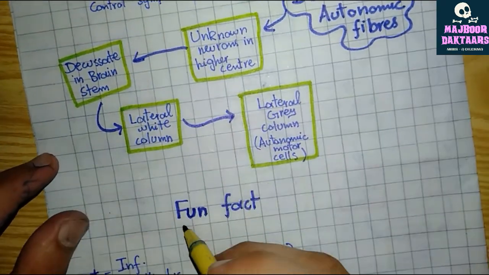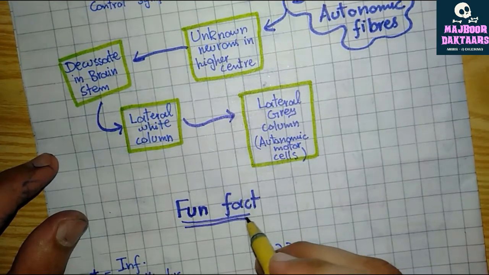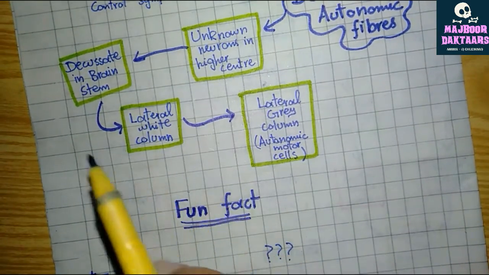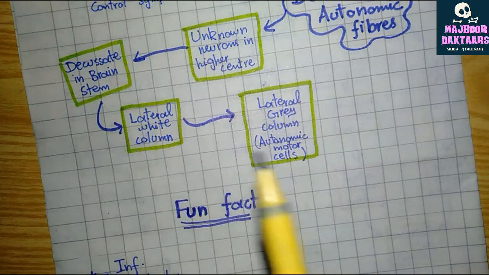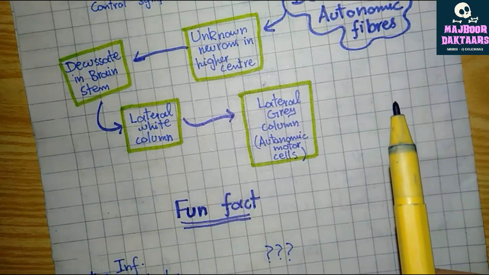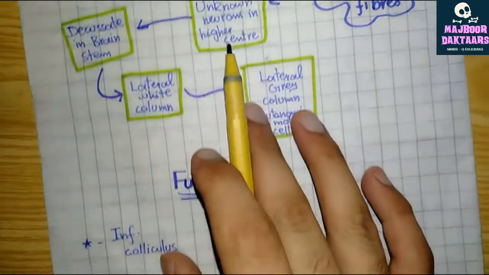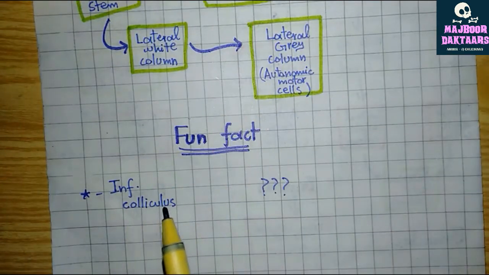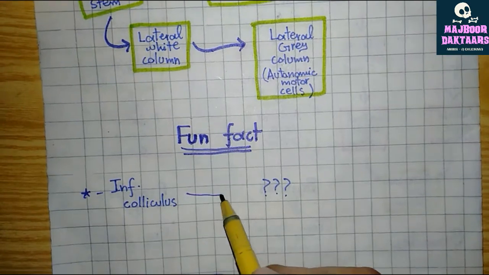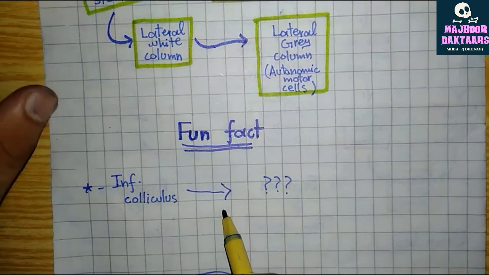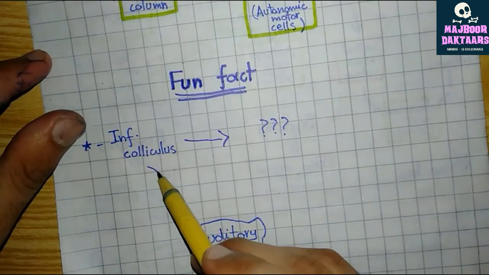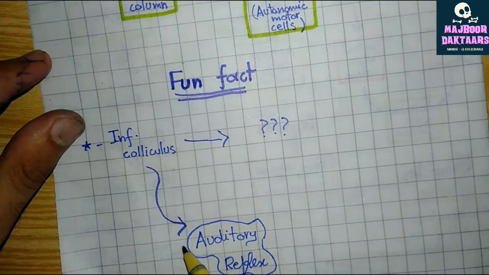Now the last portion of our lecture is the fun facts. As I've explained, there are the superior colliculus and the inferior colliculus. Superior colliculus, I have said, is involved in the visual reflex. So have you thought about what the role of the inferior colliculus is? What is the role of the inferior colliculus? The answer to this is that the inferior colliculus is involved in the auditory reflex.